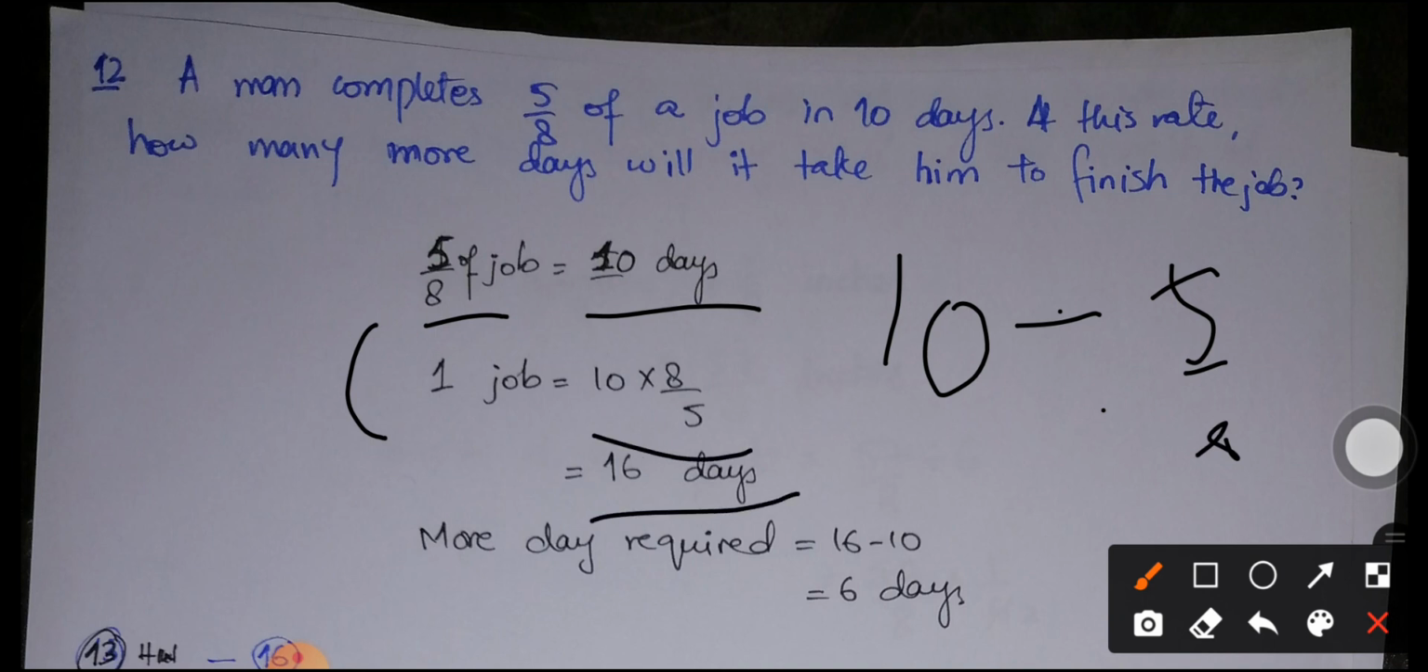So, he needs 16 days to complete the job, but he has already worked for 10 days. So, in the question, we are required to find out how many more days it will take him to finish the job. We have discussed that he will finish the job in 16 days, and if from these 16 days he has already worked for 10 days, we are left with 6 days now.